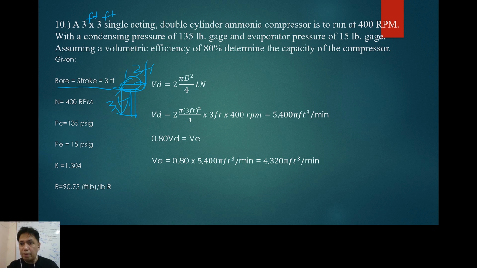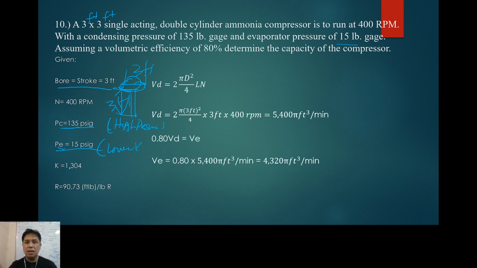Now the pressure at the condensing side is 135, and the pressure at the evaporating side is 15. You always see that the evaporating pressure is always lower than the condensing. Condensing is the high pressure side. That should always be inculcated in our mind. The evaporator has low pressure, and the condenser has higher pressure.